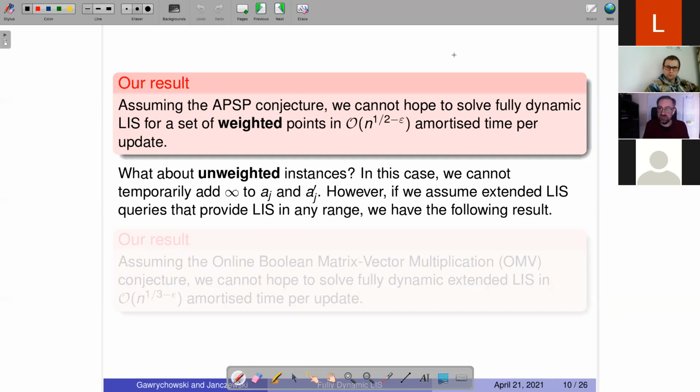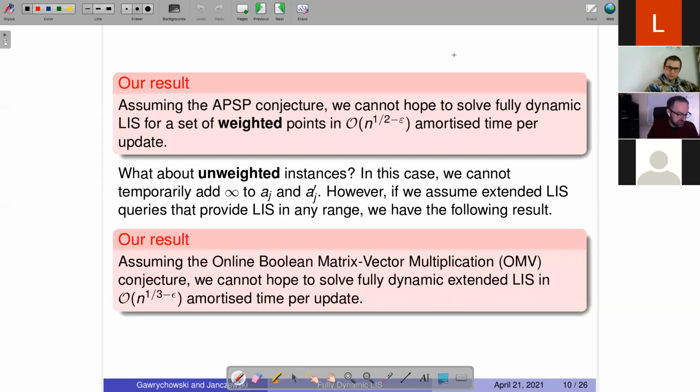The only difference is that now we cannot use the APSP conjecture, because in the APSP conjecture, we have 2 matrices, and the entries in the matrices are actually quite large. They are large integers, and you would need to simulate each such entry with many points, so the size of your input explodes. Fortunately, there is some other conjecture, probably fewer people believe in it, but still, it's called the online Boolean matrix vector multiplication conjecture.